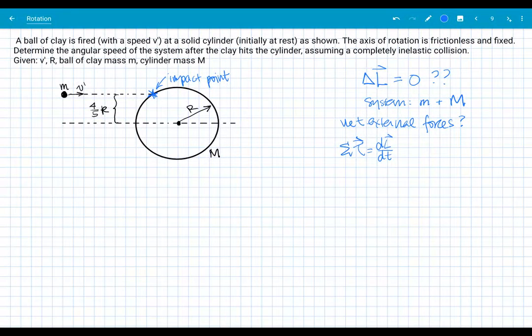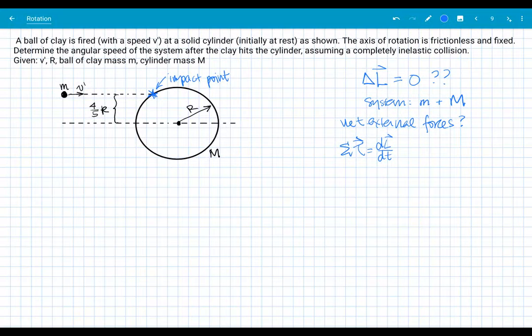Okay, so if I look at the ball of clay itself, it could be argued that there is a gravitational force on this ball of clay. But we say that this is all happening fast enough. Let's say that this V prime is the speed the ball of clay has right before the impact point. This all happens in a very, very small amount of time. It's going really fast. I don't have to worry about the gravitational force or the weight on the ball of clay. I'm going to have to make that assumption in order to use this.